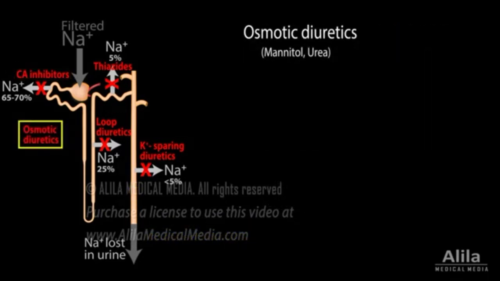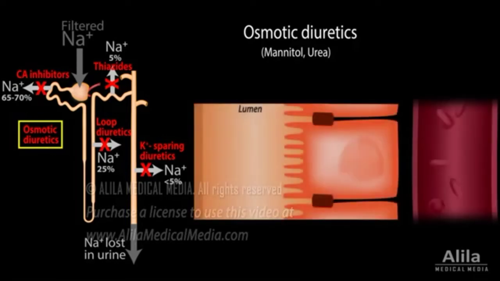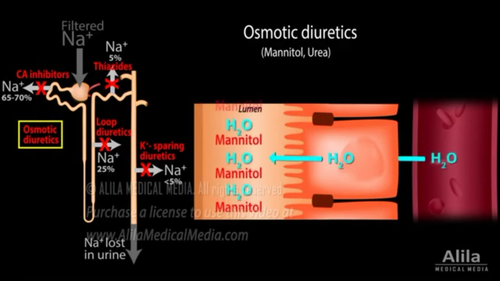Osmotic diuretics, such as mannitol, promote water loss directly through osmosis. Being filtered without subsequent reabsorption, mannitol stays in the renal tubule, creating a higher osmolality which attracts water by osmosis.